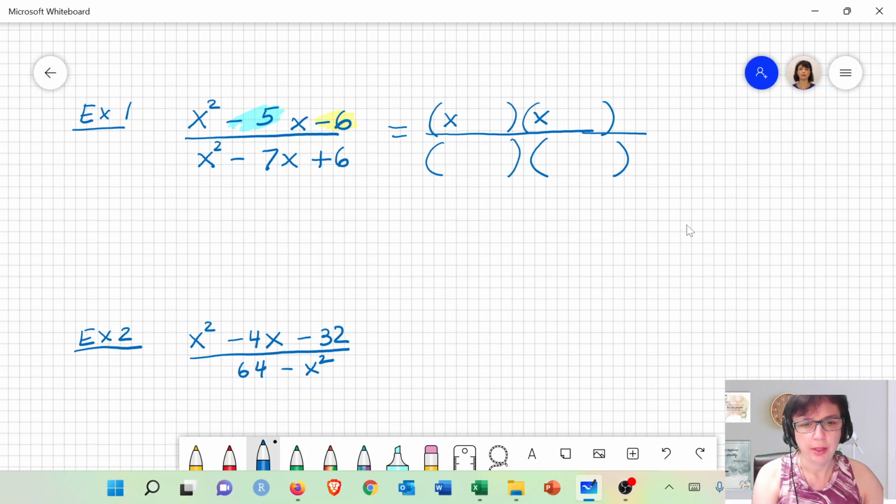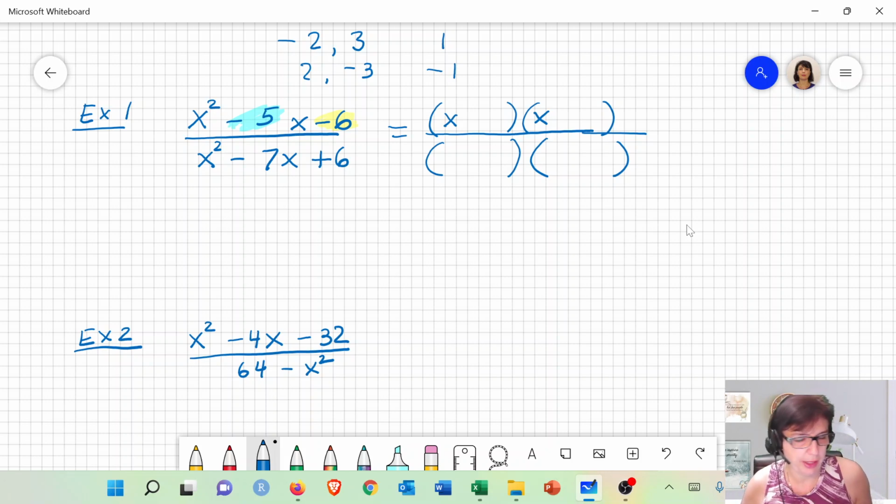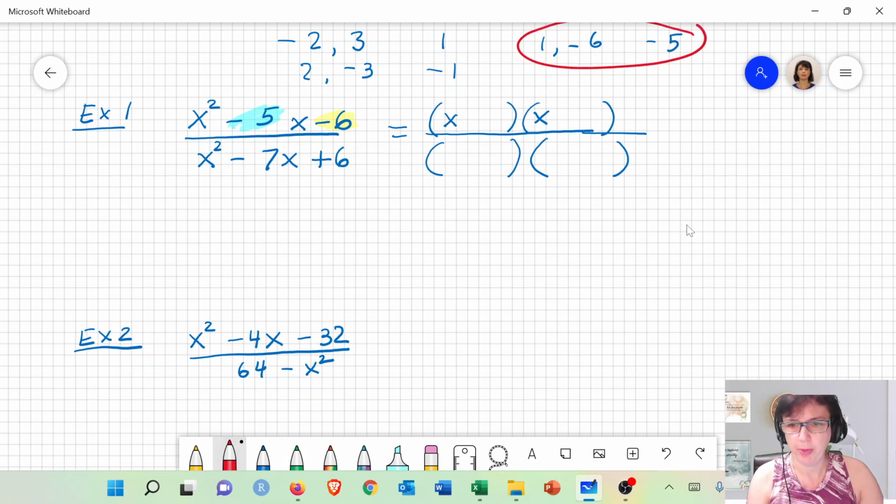So again, if I have -2 and 3, that adds up to +1, right? Okay, but that's not the correct sum. Okay, but maybe 2 and -3, that adds up to -1. Oops, so that's not it. Okay, so what else could multiply to -6? Okay, so maybe 1 and -6. What was the sum there? Well, that would be -5. Okay, yes. So this would be my winning combination. So I've got x plus 1, x minus 6.